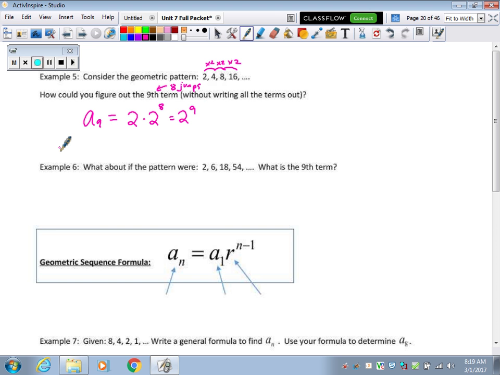Okay, so I don't know what 2 to the 9th is, but it's a big number. Let's see. Calculator. Let me see if it's too big. 2 to the 9th. 512.